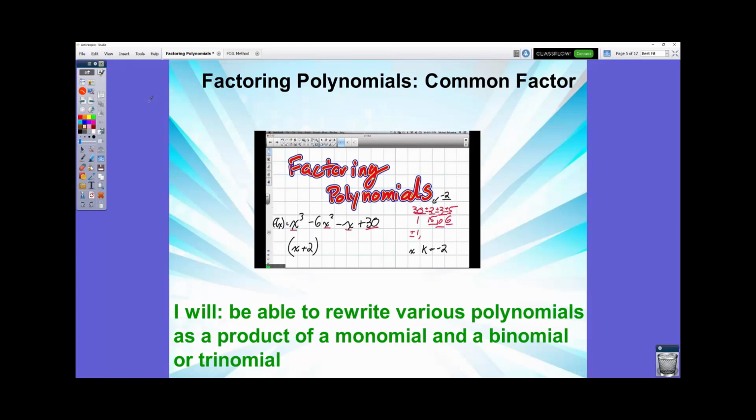So we're going to talk about a different way of factoring various polynomials, and we're going to do that by factoring out the greatest common factor. We're going to write polynomials as the product of a monomial and then a binomial or a trinomial, or sometimes another monomial, depending on how it goes. So that's what we should be able to do by the time we are done with this video.